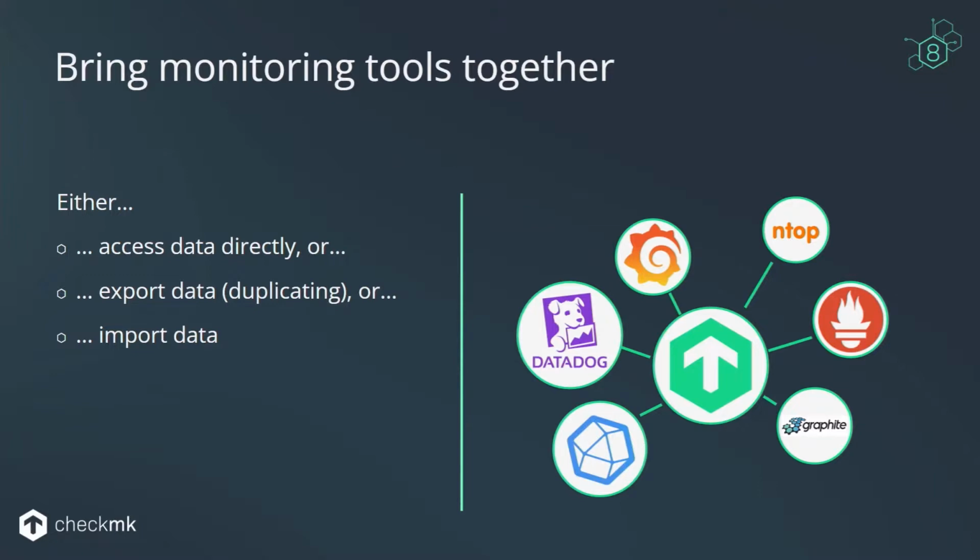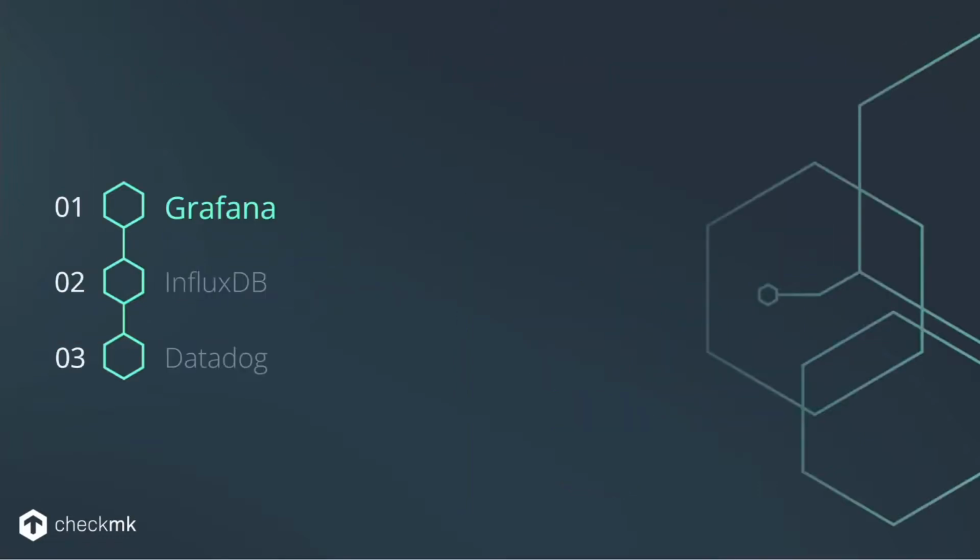And by working with that, you have some options. You can provide them a way to use direct data of Checkmk directly. You could just duplicate the data and make them accessible for the other department. Or, in the other case, of course, you could also import data. And now we have the story for our three names. And the first one is Grafana.